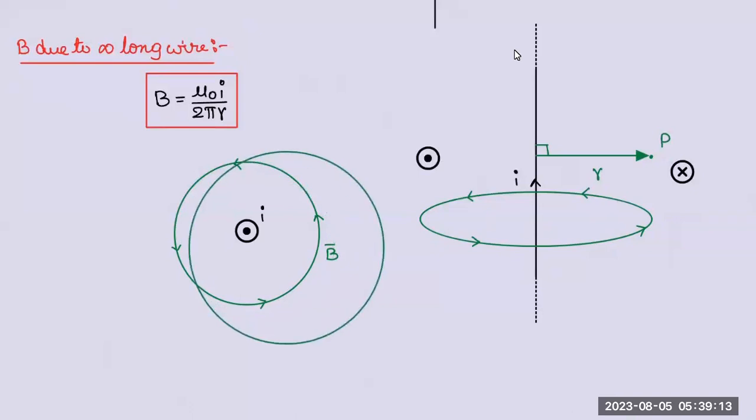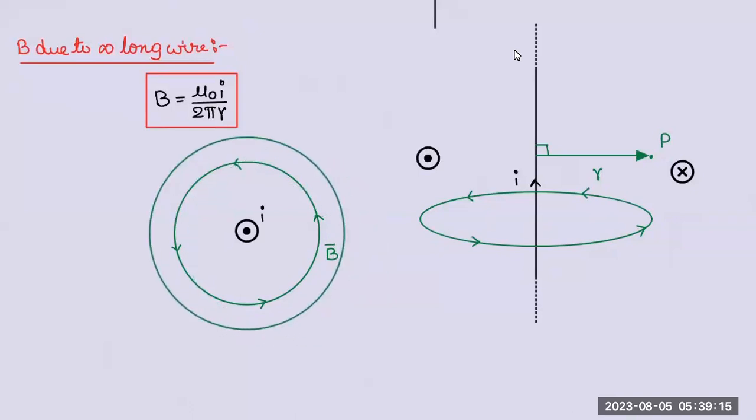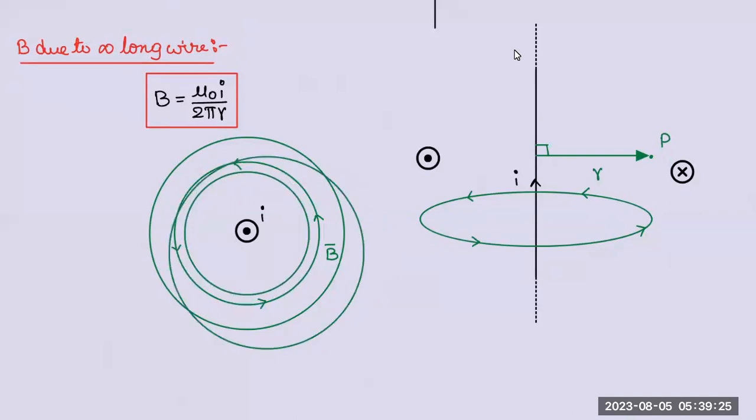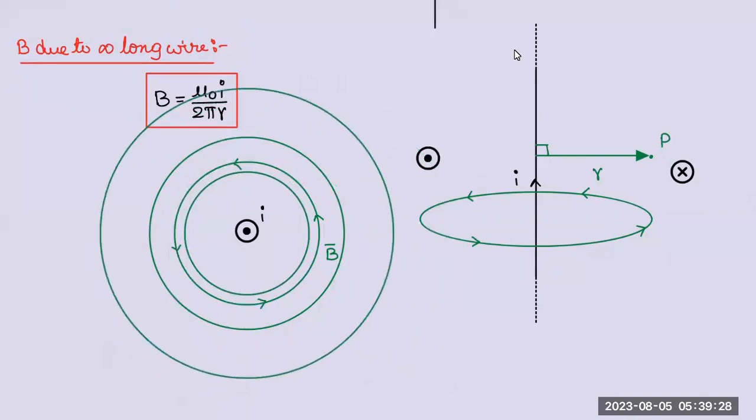Of course, I made only one line. There are plenty. Many lines will be there. And as you come closer and closer, they're crowded actually. They are crowded when you come closer. And when you go far, they are less crowded like this. Reason is very simple. As you come closer, magnetic field strength will increase.